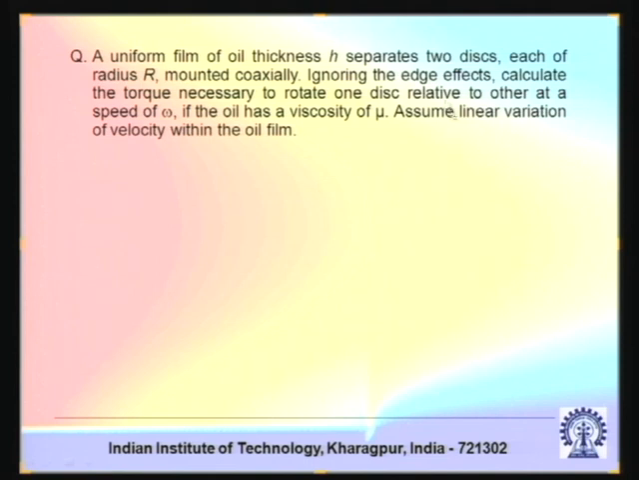It is similar to the previous question. Just please go through this problem. A uniform film of thickness h separates two discs, each of radius r, mounted coaxially. Ignoring the edge effects, calculate the torque necessary to rotate one disc relative to the other at a speed of omega if the oil has a viscosity of mu. It is given that there is a linear variation of velocity within the oil film. I leave it to you as an exercise.